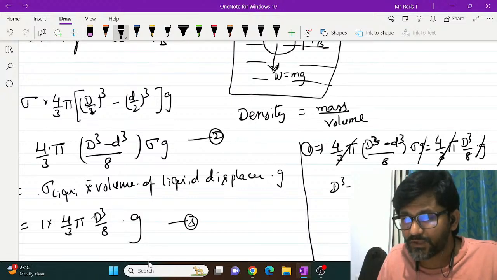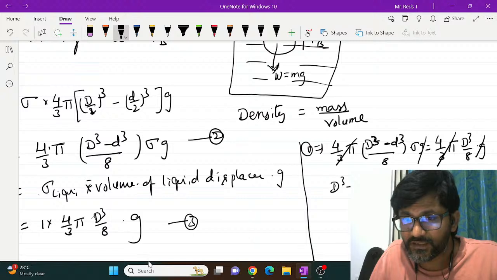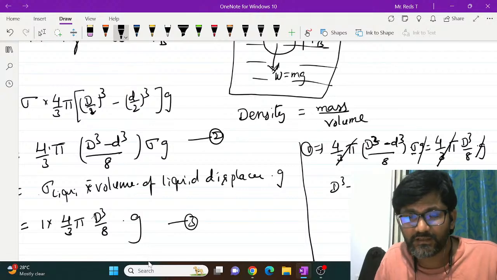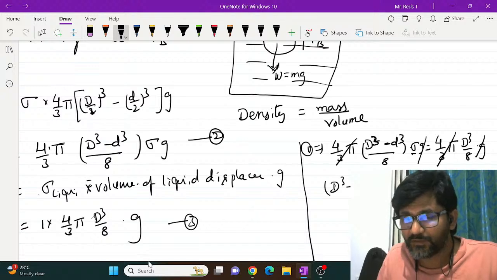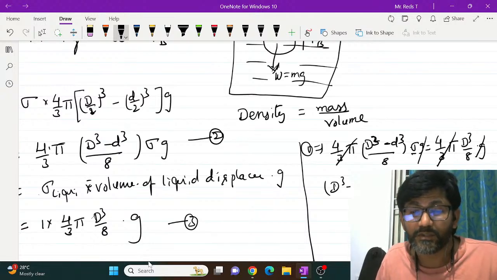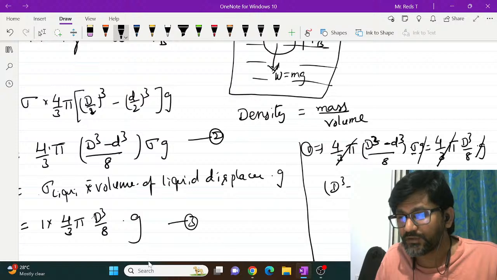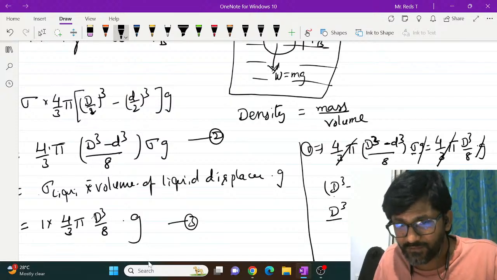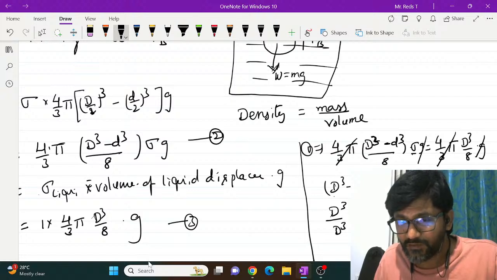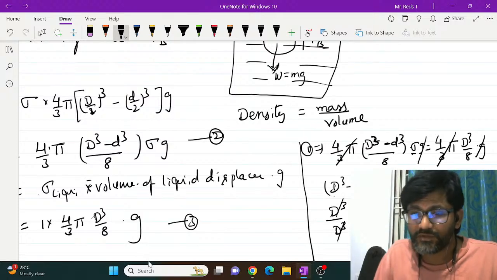So here this D cube, if you bring in the densities, sigma is there on the left hand side, and on the right hand side the density of the water you have taken as 1, so you have to take this into sigma. What you want actually is capital D by small d. For that purpose we can take the capital D cube to the left and send sigma to the right, separate the terms, then you will get capital D cube by capital D cube minus small d cube by capital D cube equals 1 by sigma. So this D cube by D cube becomes 1.